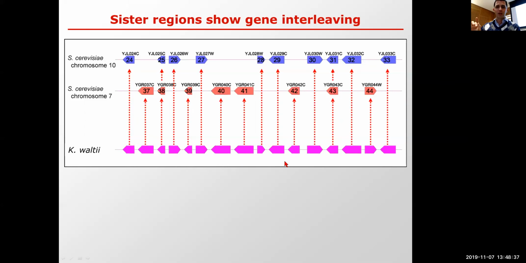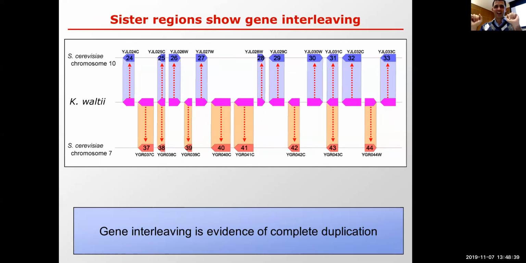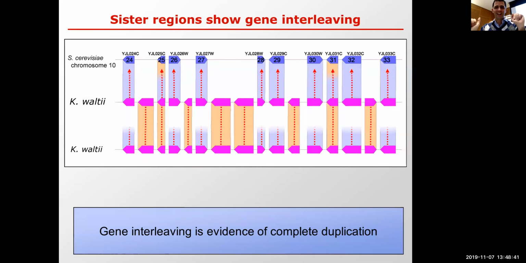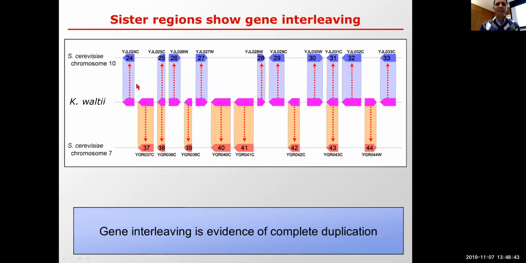Are you guys ready? I'm going to do it twice. Okay. So if I now put Saccharomyces waltii in the middle, you can actually start seeing what happened a little better. All of these genes were initially duplicated. And after that initial duplication, I then lost this gene, that gene, that gene, that gene, that gene in one copy, and this gene, that gene, that gene, that gene, in the other copy. Okay?